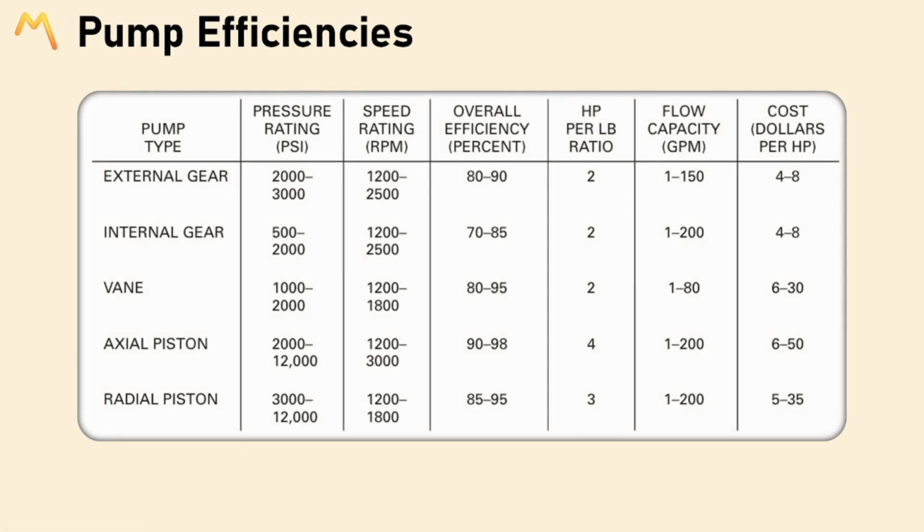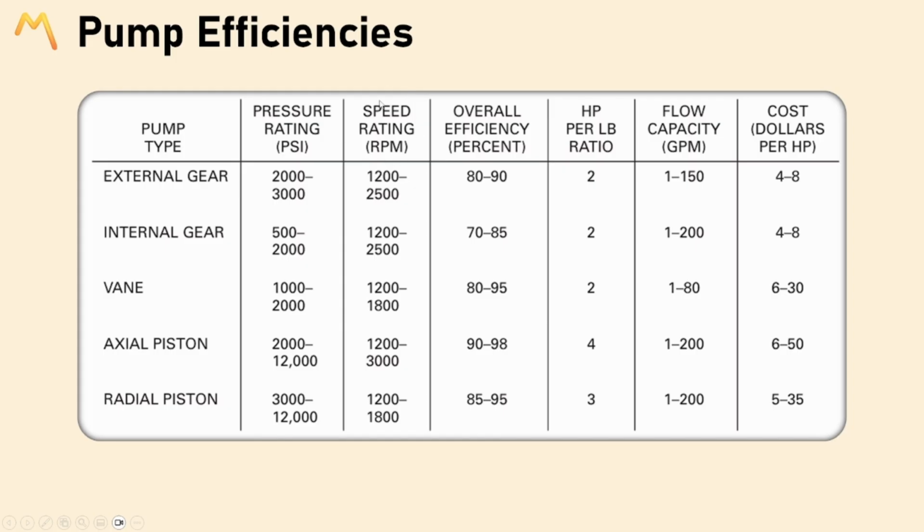Taking a look at a few of the pumps that we've covered in this lecture, let's look at some overall operating metrics of these types of pumps. First, looking at pressure, in units of PSI, we see that the highest performing pumps are the axial and radial piston pumps, which can operate up to 12,000 psi. This drops off a little bit with external gear pumps and vane pumps, and finally internal gear pumps, which have the lowest amount of pressure that they can handle or output.